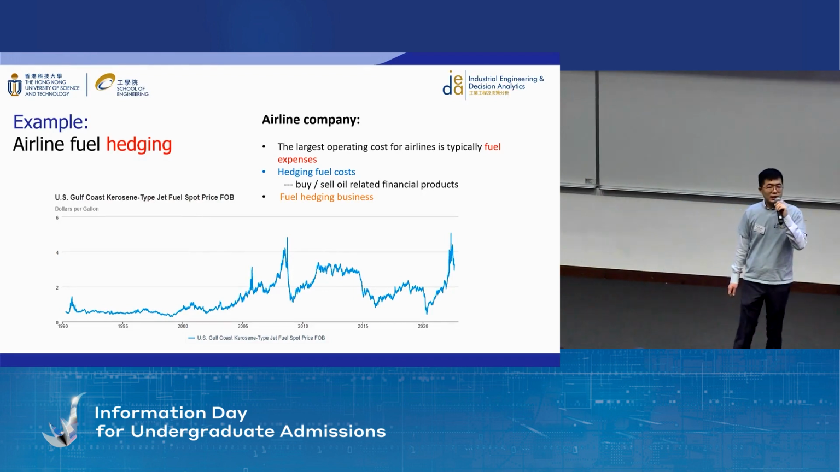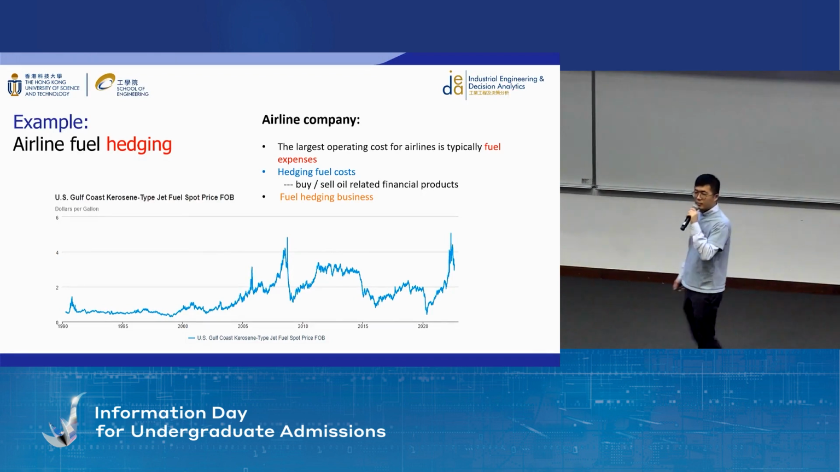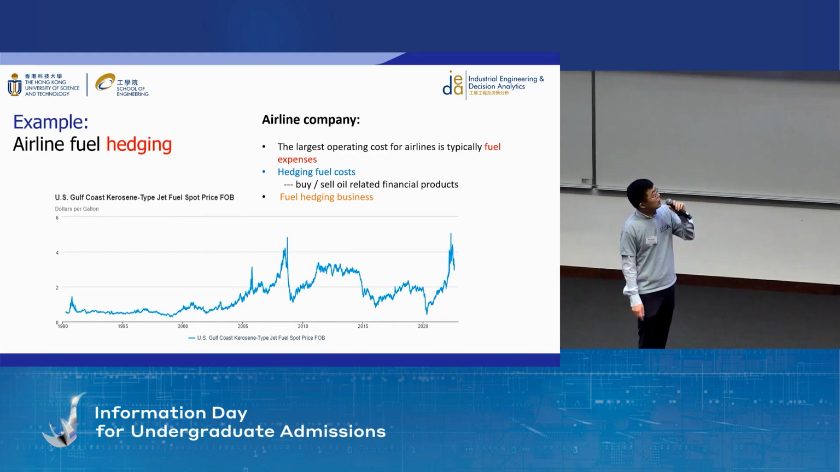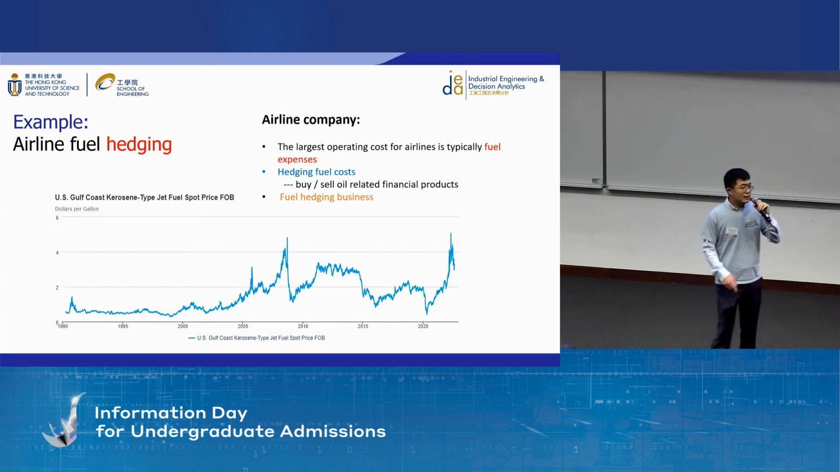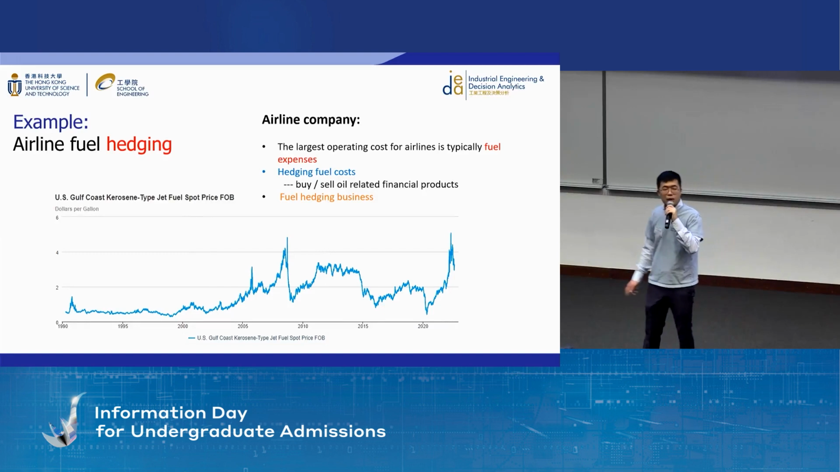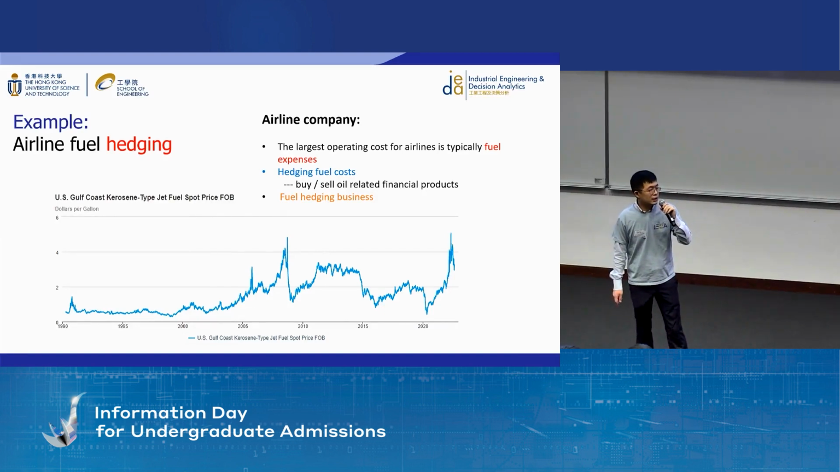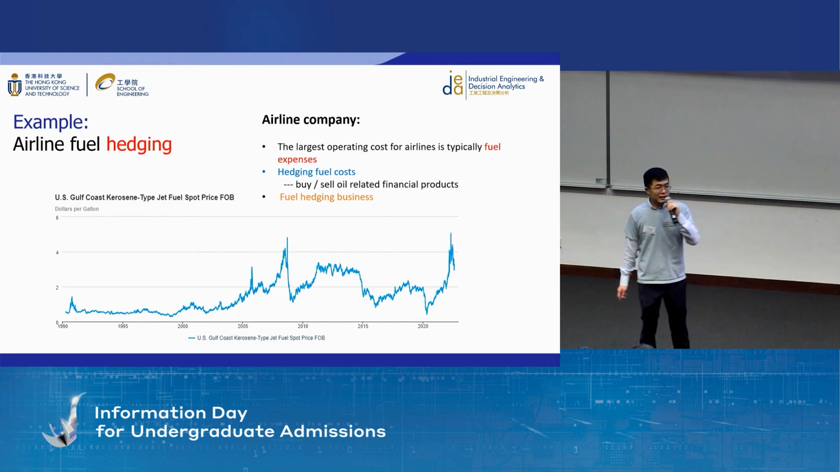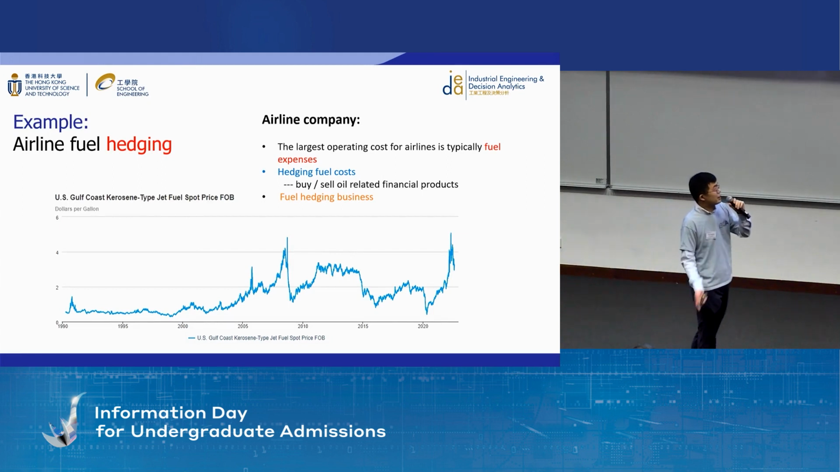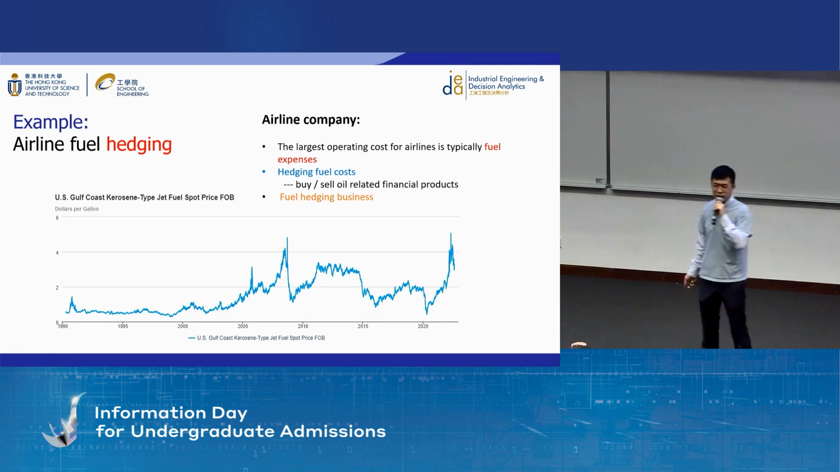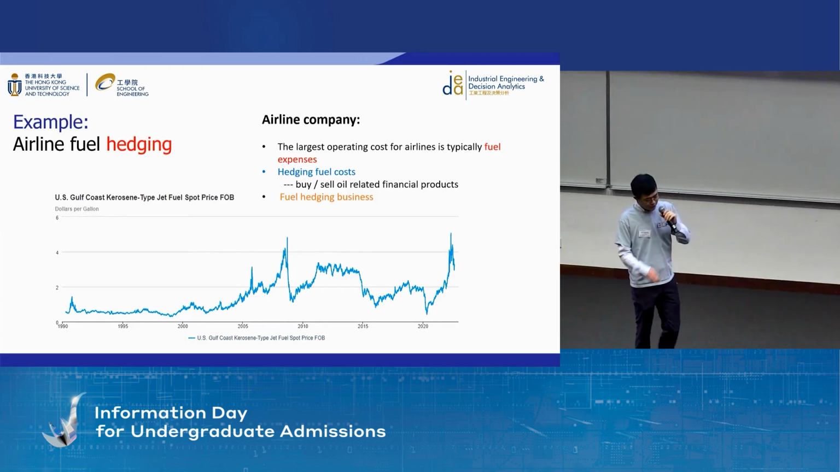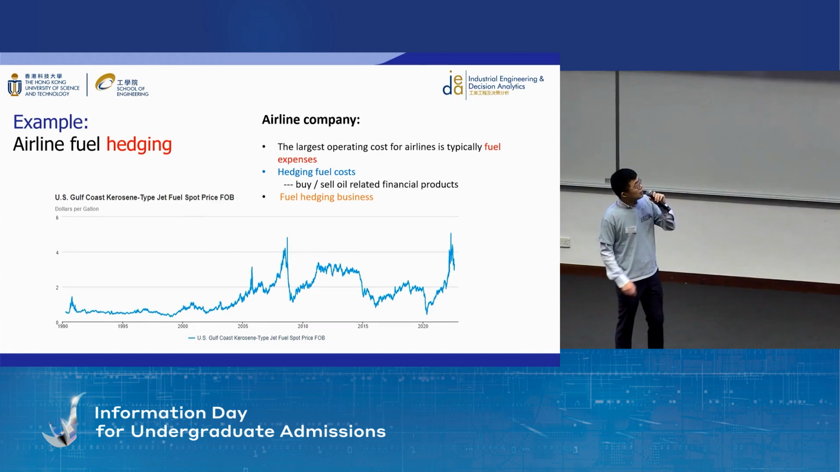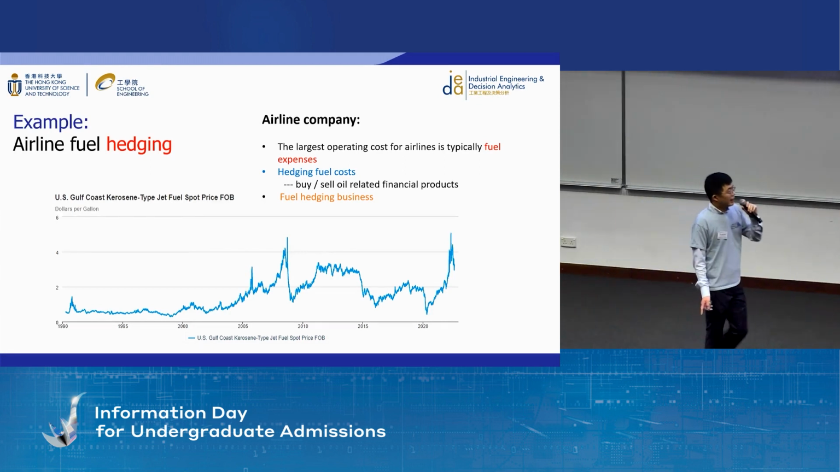This type of example also extends to aviation companies. For example, let's say we have Cathay Pacific, and for this kind of air cargo or aviation company, the majority of the cost actually comes from the expenses that they spend on purchasing fuel for their aircraft. So this fuel is purchased from a global market. So the fuel price is actually very volatile.